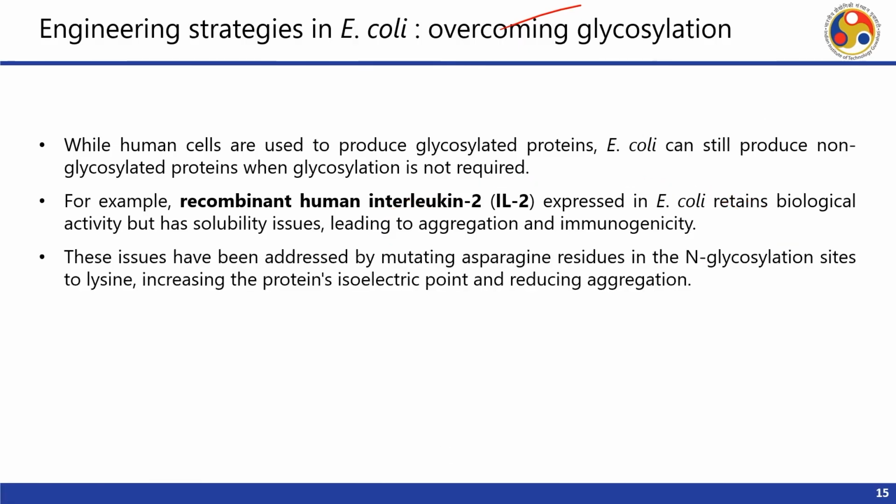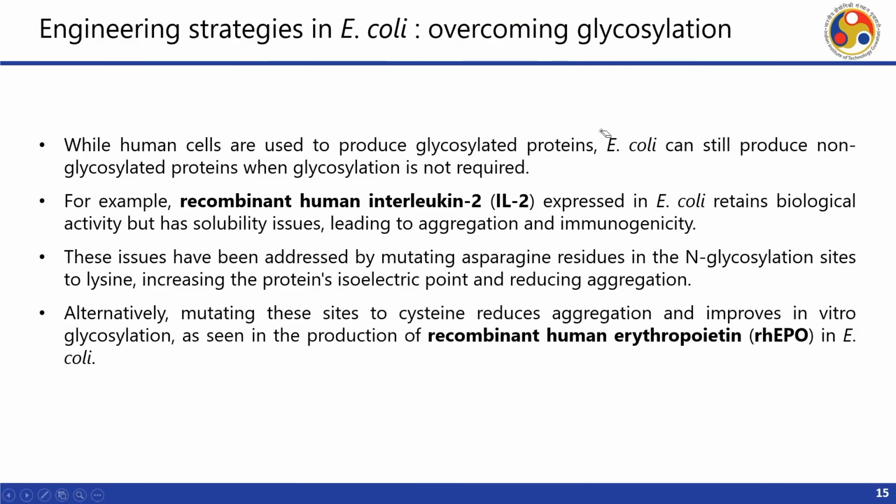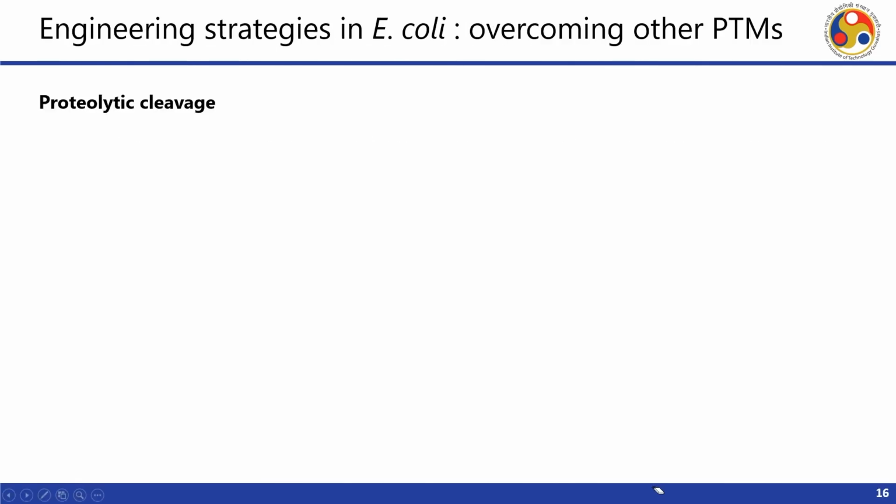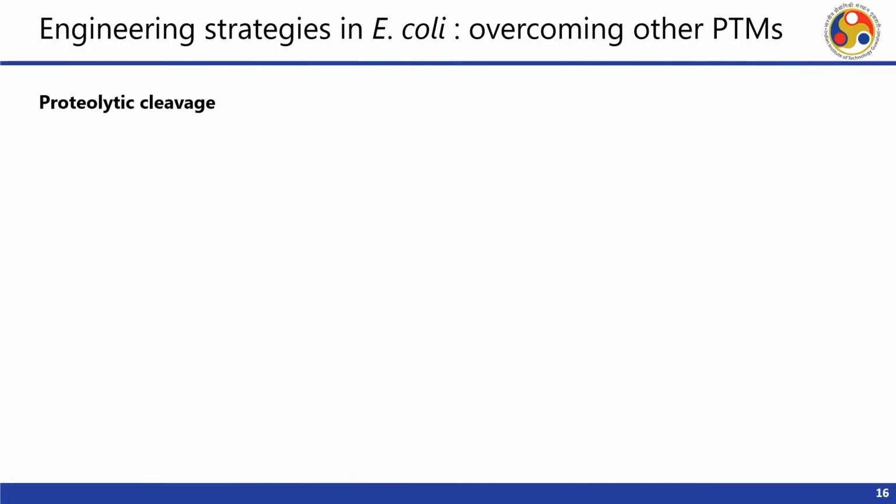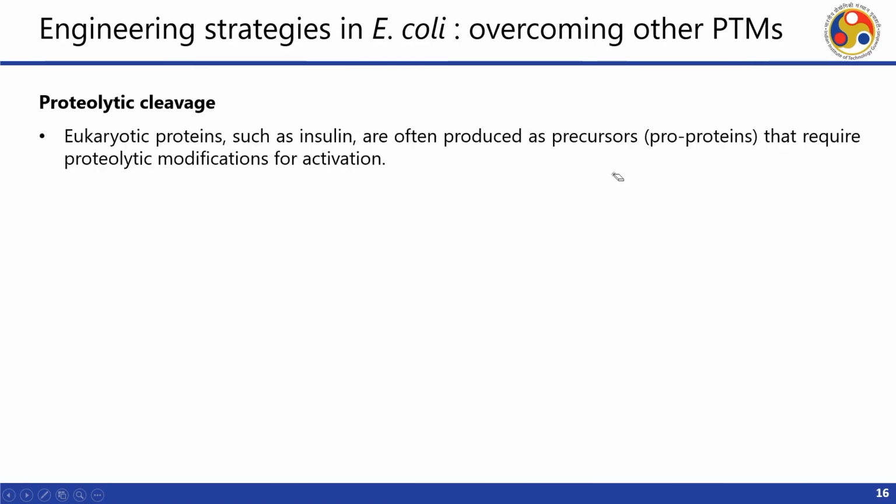These issues have been addressed by mutating asparagine residues in the N-glycosylation sites to lysine, increasing the protein's isoelectric point and thereby reducing aggregation. Alternatively, mutating these sites to cysteine reduces aggregation and improves in vitro glycosylation, as in the production of recombinant human erythropoietin in Escherichia coli. Let us now discuss other engineering strategies for overcoming other kinds of post-translational modifications. Let us begin with the proteolytic cleavage.